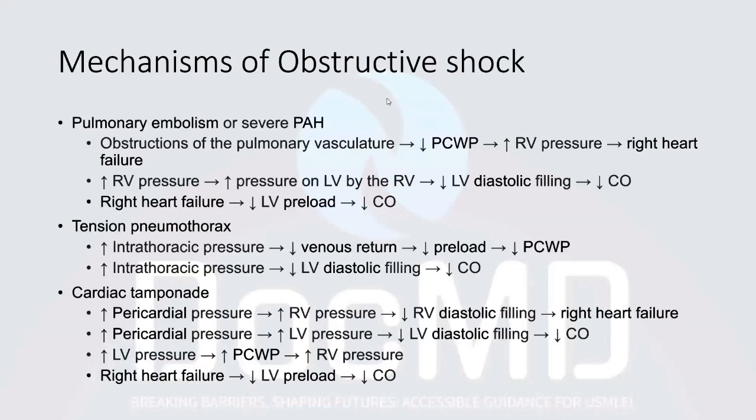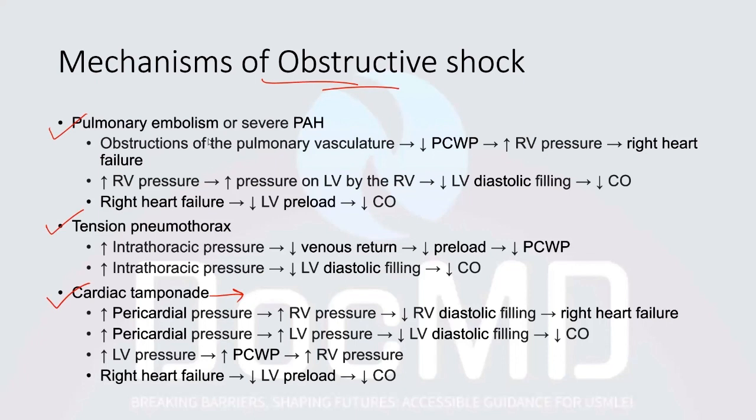Okay, so these are the mechanisms of obstructive shock. For example, pulmonary embolism does not affect the myocardial tissue or the contractile pumping ability of the heart, but the heart will not be able to pump against this obstruction. Then there are tension pneumothorax and cardiac tamponade. I will discuss tamponade in more detail because students usually find this a bit more confusing.